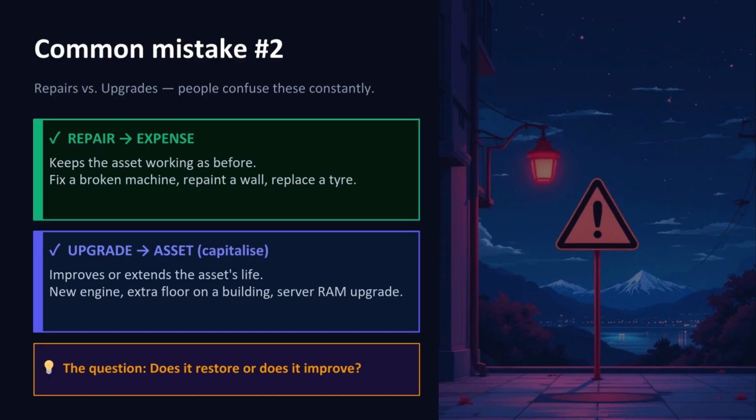An upgrade improves or extends the life of an asset. New engine, an extra floor on a building, adding RAM to your server. That gets capitalized. Record it as an asset. The question to ask is simply this: does it restore or does it improve?